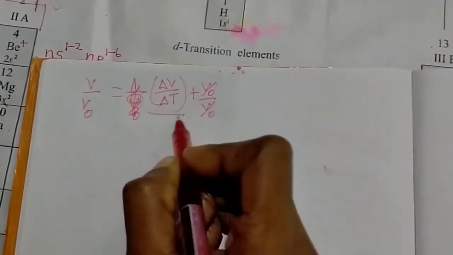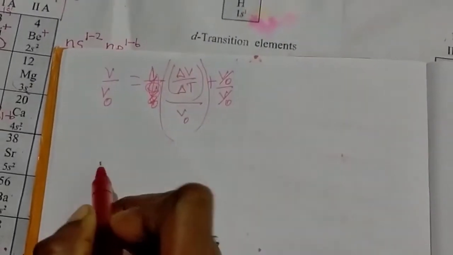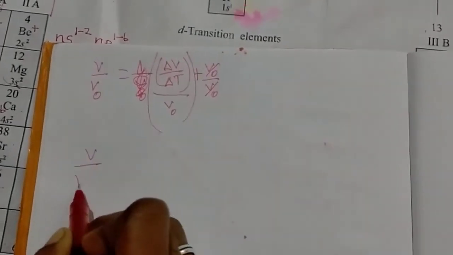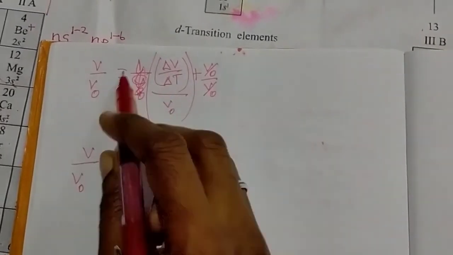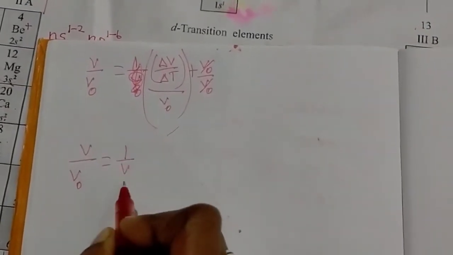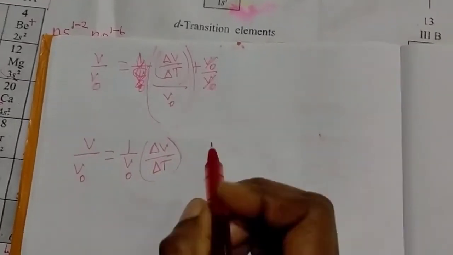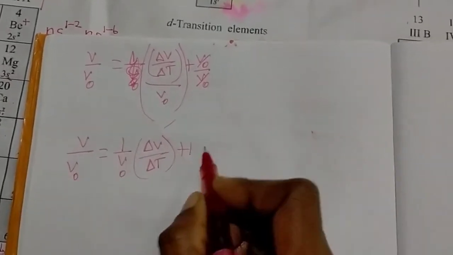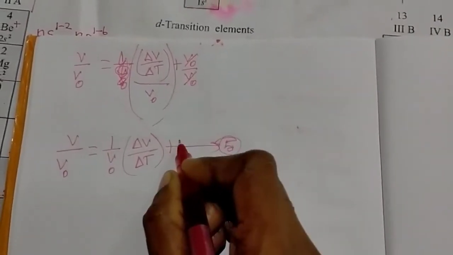So how to write this? Like this we can write. The result is V divided by V0 equal to 1 by V0 into delta V by delta T plus 1. This is equation number 5.